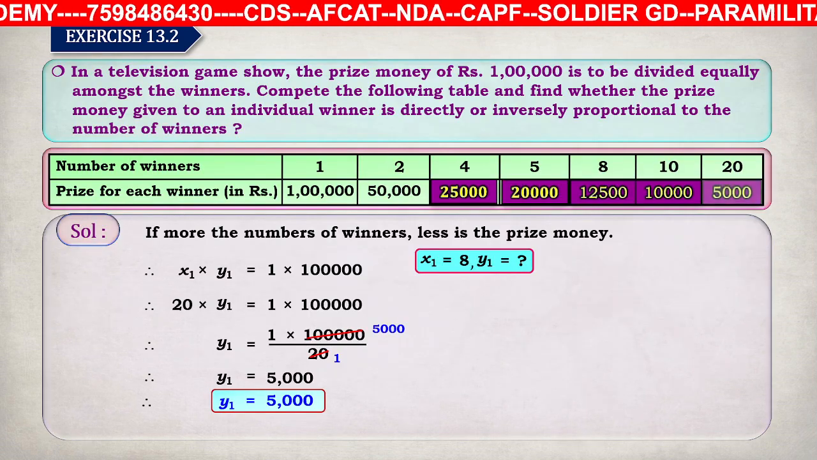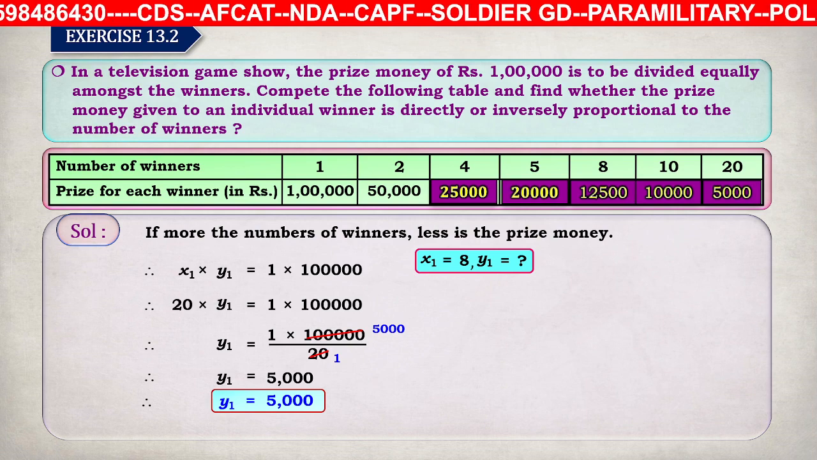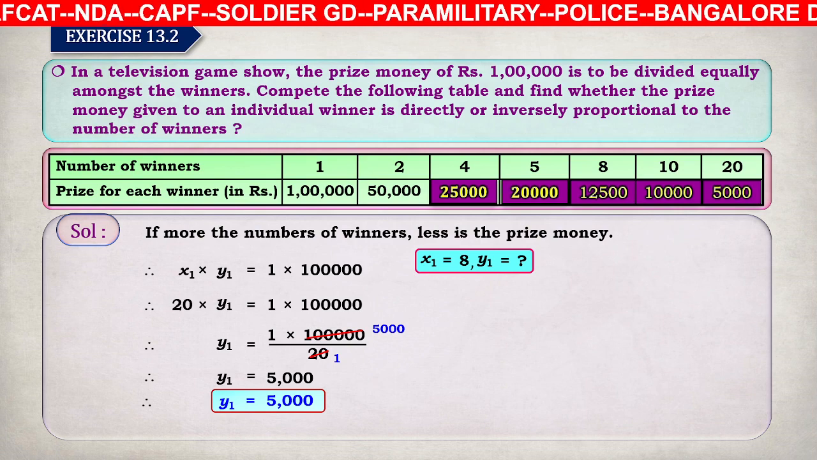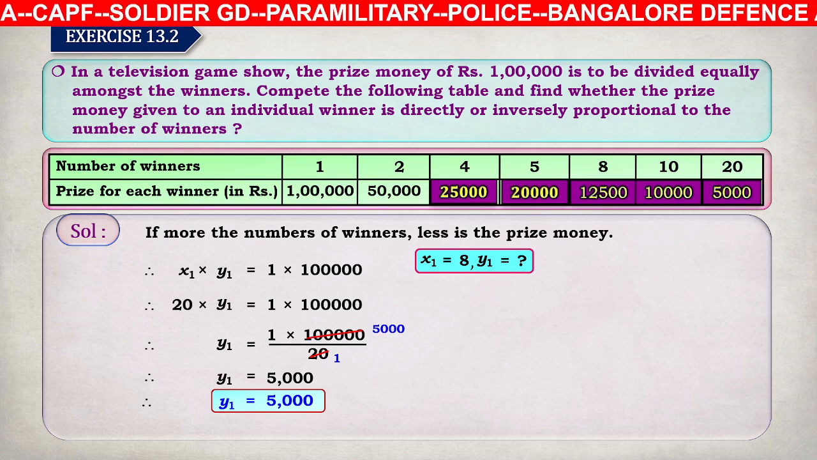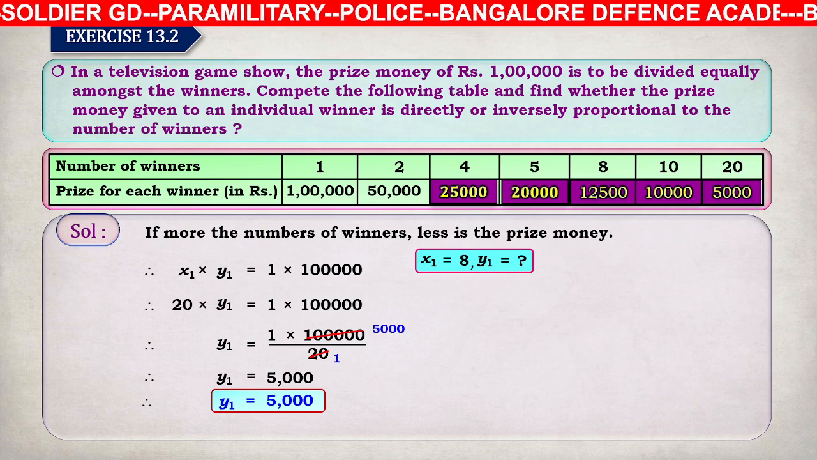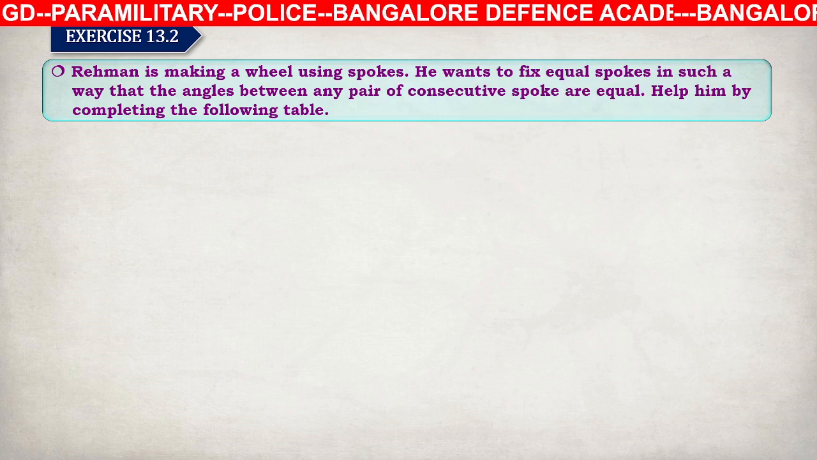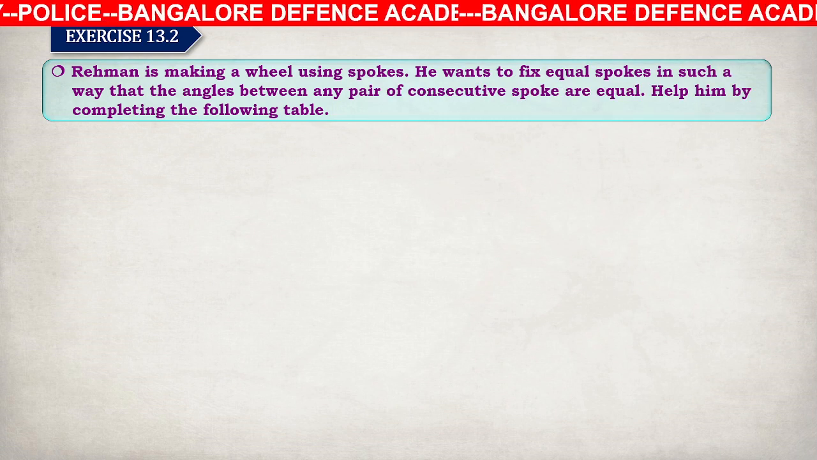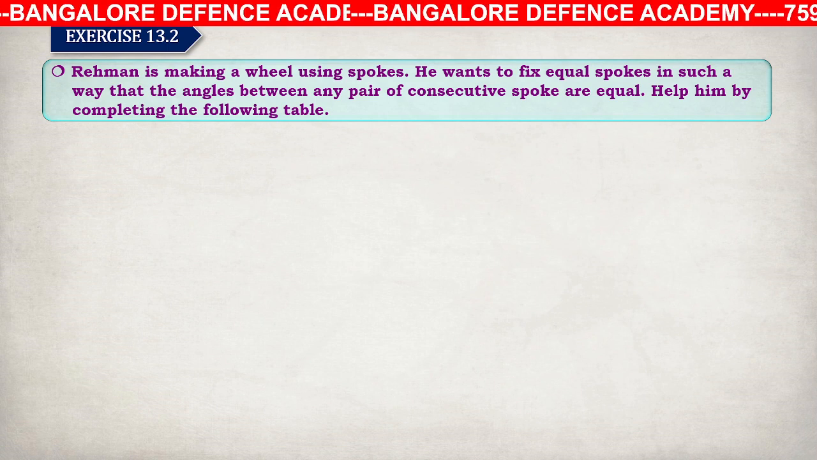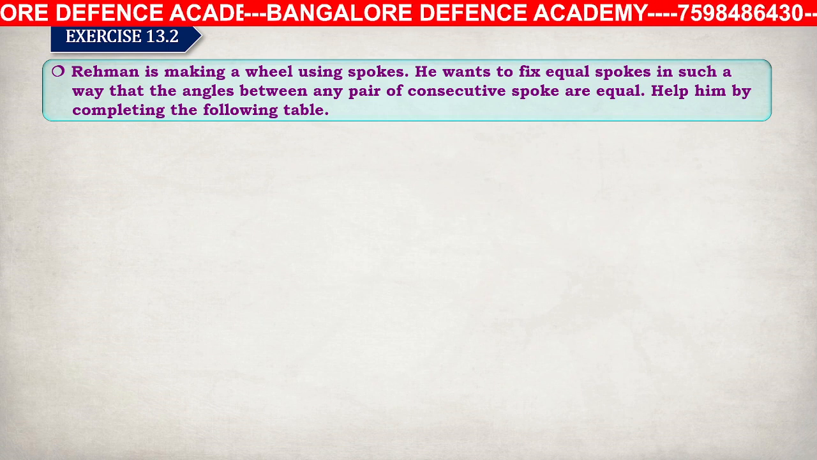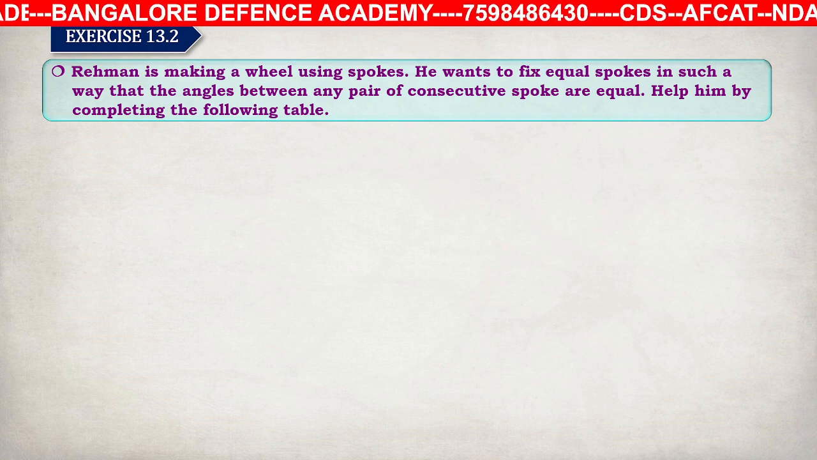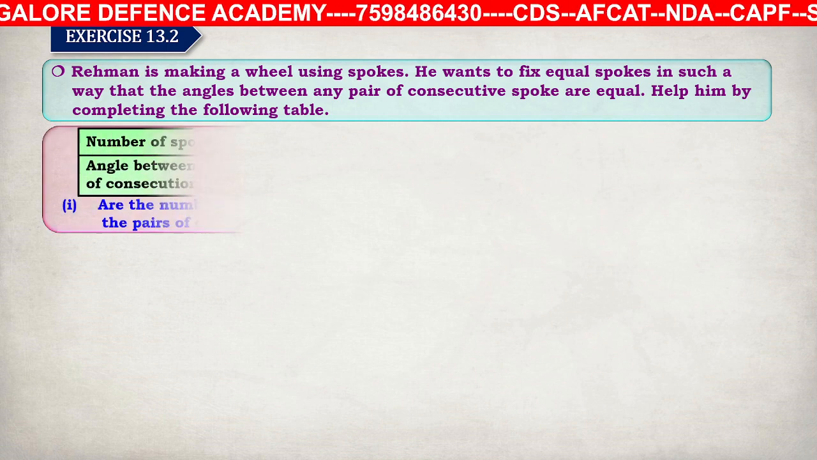Okay, so now what happens? Look at this tabular column. If the number of participants or winners is increasing, the prize money for each of them will be decreasing. So if one quantity increases, the other quantity decreases. So this is a case of an inverse proportion question. Next, Rahman is making a wheel using spokes. He wants to fix equal spokes in such a way that the angles between any pair of consecutive spokes are equal. Help him by completing the following table.